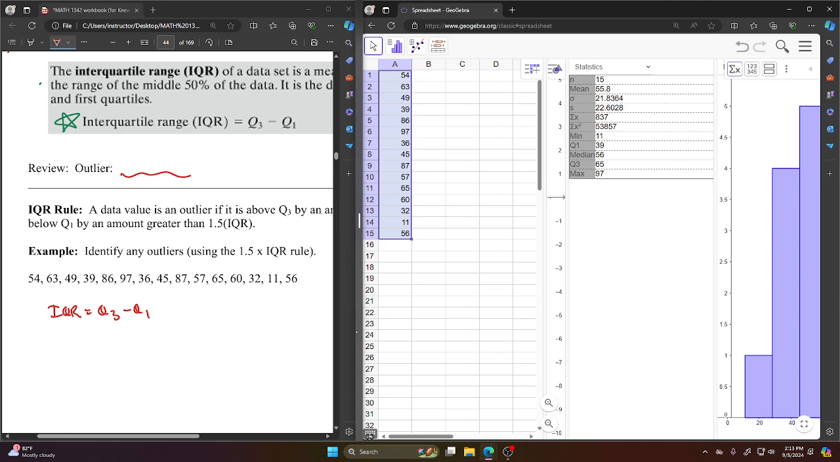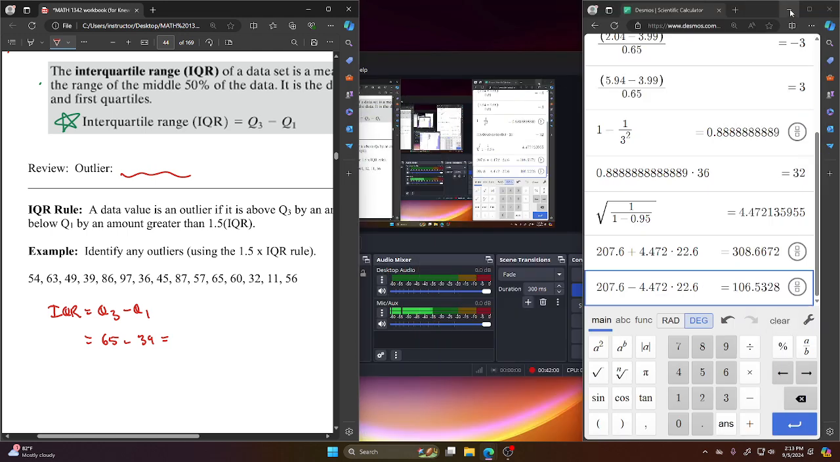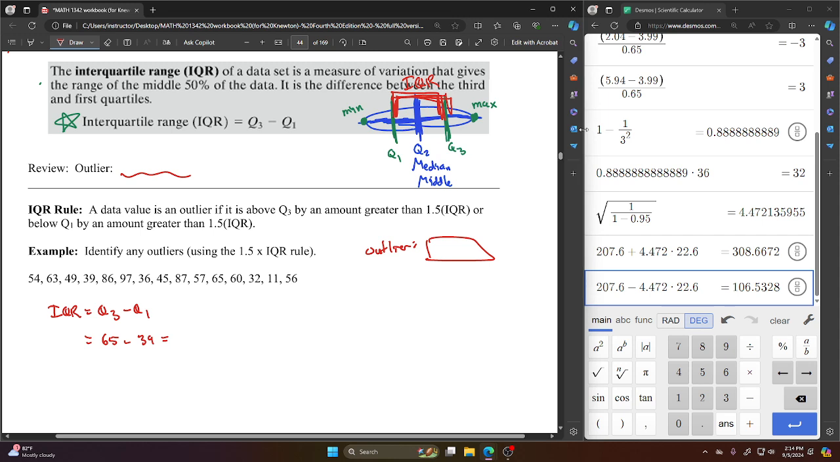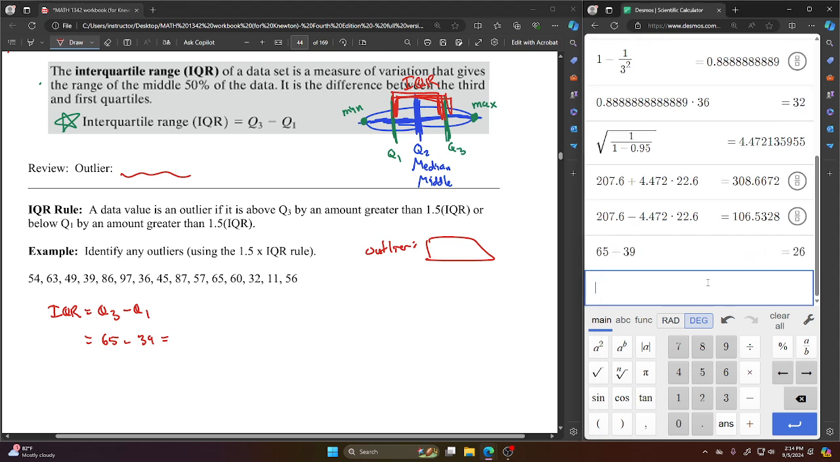But here it's done. And so here, Q3, what's my number for Q3? Minus, there we go. So it's not giving me the IQR, but it is giving me everything I need for it. And we can come back to that here in a minute if we need more numbers. So in the meantime, okay, so let's find that. So 65 minus 39 is 26. And that's the distance between Q3 and Q1.